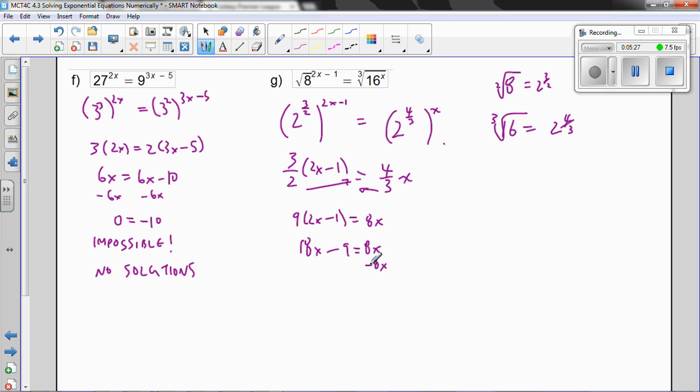Subtract 8x from both sides. Like terms here, 10x, and 0 on this side. You could have added 9 on the same step, probably save yourself a little bit of paper. Divide by 10, 9/10. All right, onwards.